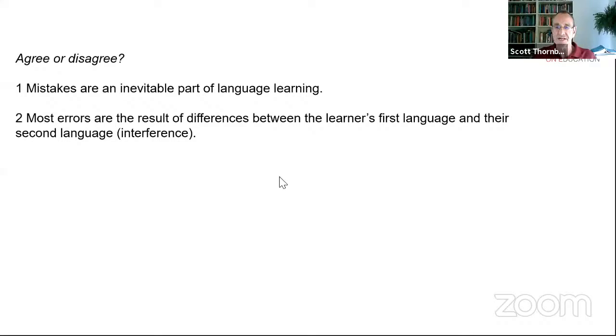Okay, you ready for number three? Ready for number three? Don't forget to write the number so I know which one you're agreeing to. Okay, here's number three.